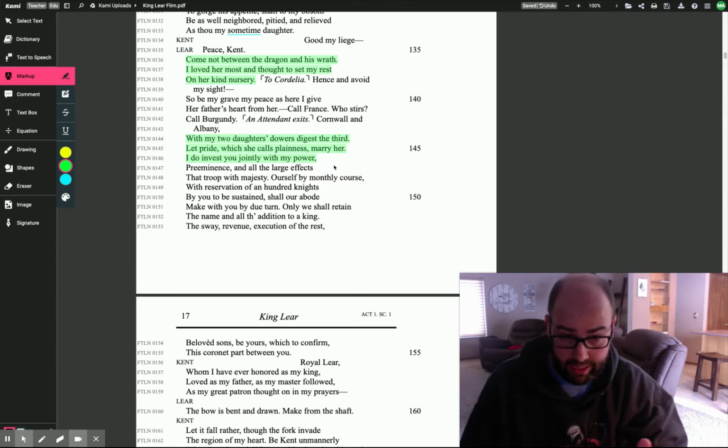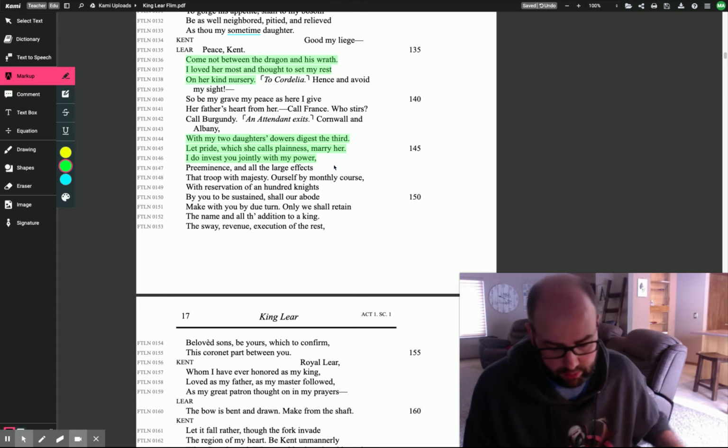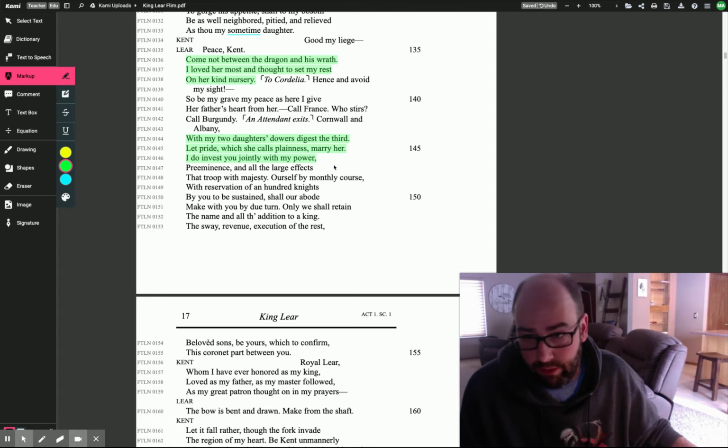So now instead of 3, right, we're going to have 2 rulers of Great Britain. He's separated it. He's taken that third and drawn a line. Now they are going to inherit that.